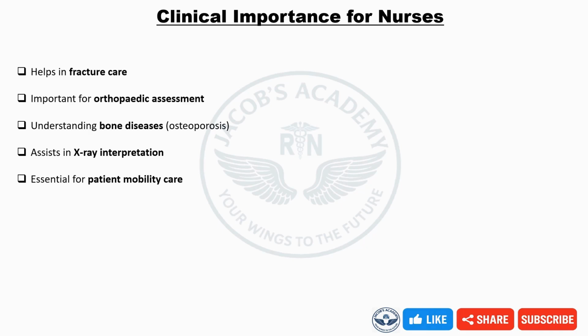And the third one is understanding bone disease. For example, osteoporosis. We all know osteoporosis is a common bone disease that weakens bones and increases the risk of fracture. Especially we can see osteoporosis in older adults. So the nurse plays a key role in identifying at-risk patients, and we educate them regarding diet, exercise, medications, and also we do fall prevention and promote adherence to treatment plans.